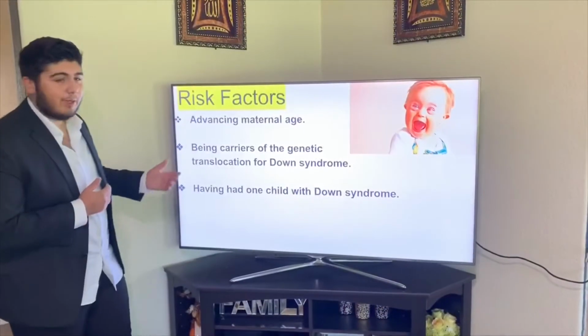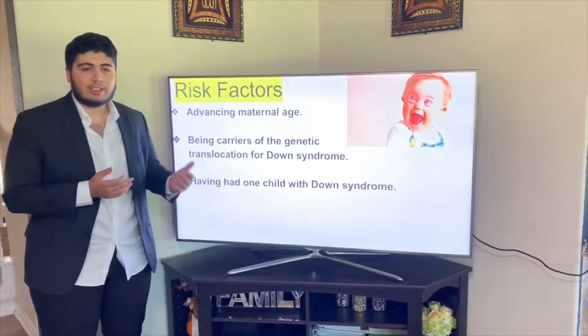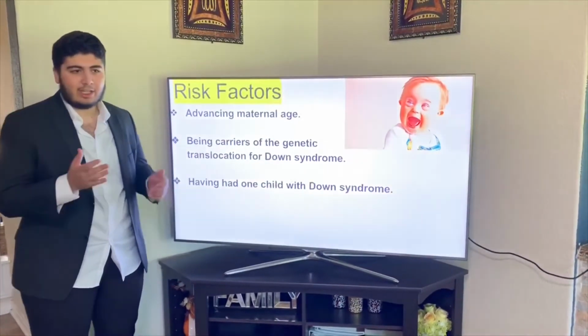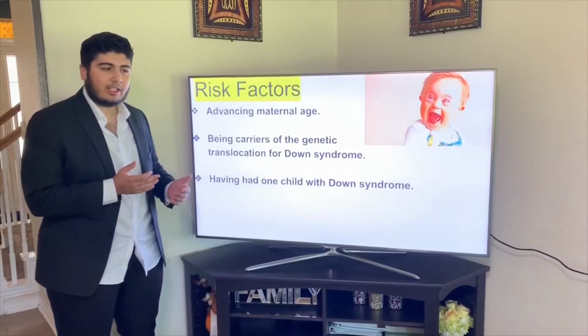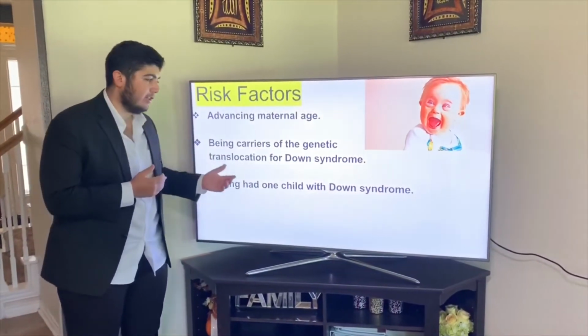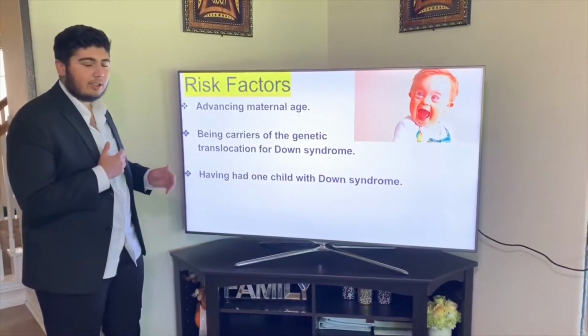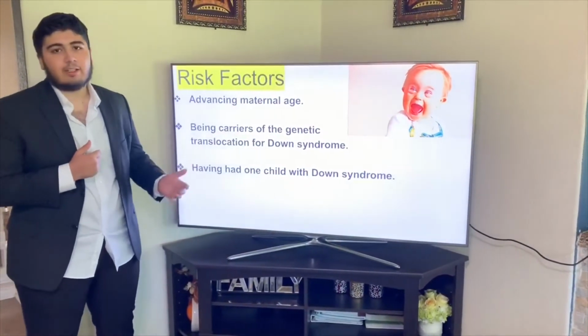Risk factors for having a baby with Down syndrome are advanced maternal age. As a woman gets older, her chance of having a baby with Down syndrome increases because her eggs have a higher chance of non-disjunction in cell division. Another risk factor is being a carrier of a genetic translocation for Down syndrome. And then the last factor is already having a baby with Down syndrome. That increases the chance of having another one with Down syndrome.